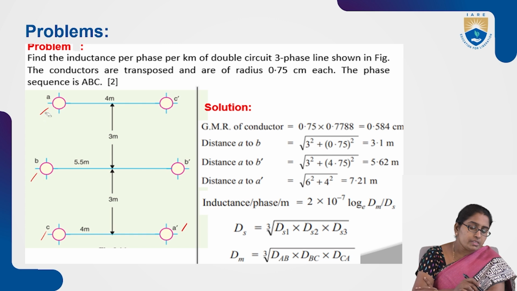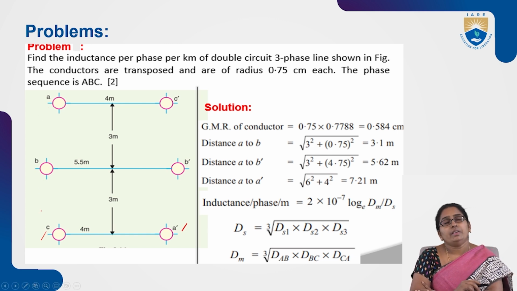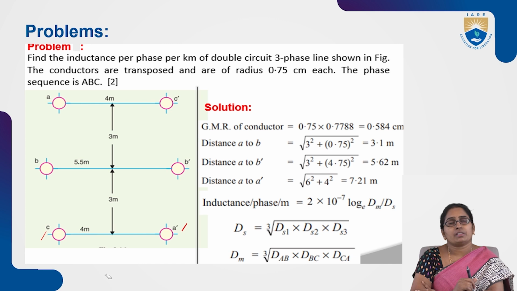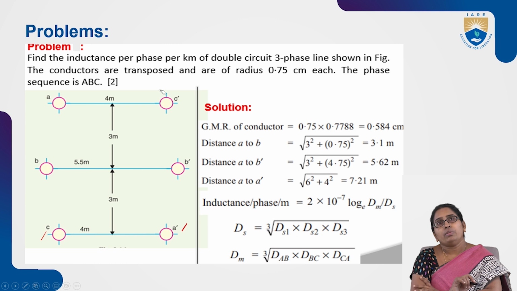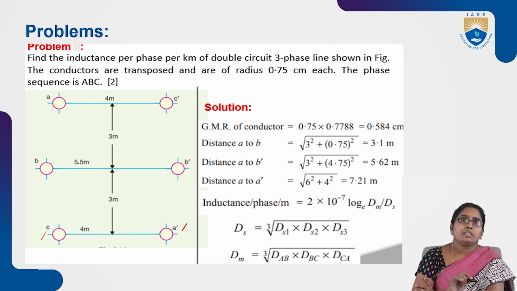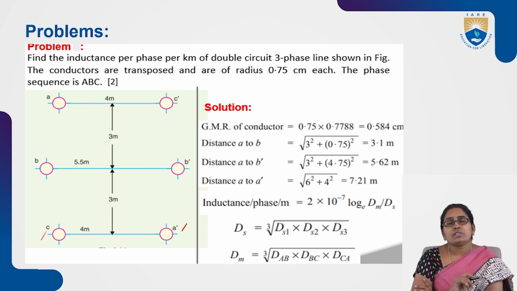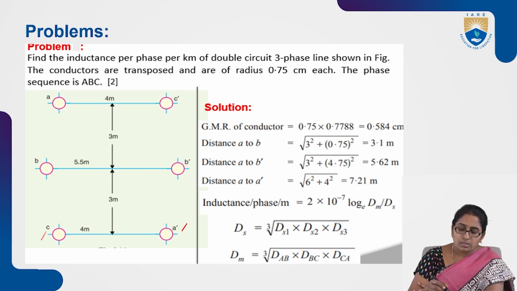So in this case, how to find the inductance? Here they ask for inductance per phase per kilometer. We'll see at the end; write the calculated inductance value in terms of per kilometer. First we recollect the expression for inductance of a three-phase double circuit line, which is 2 into 10 power minus 7 log base e of Dm by Ds.